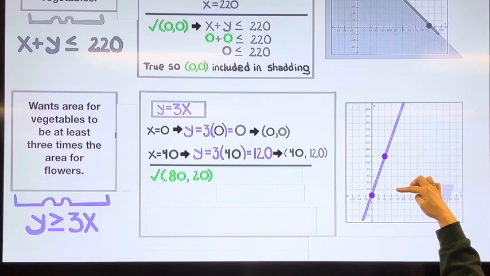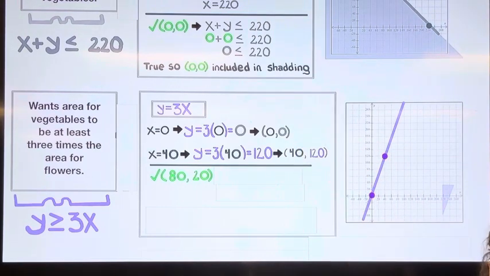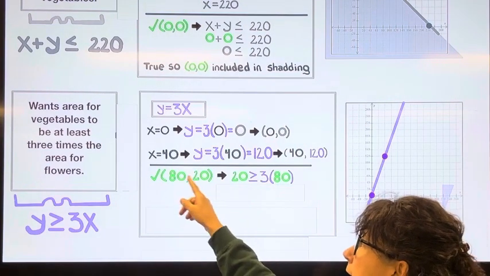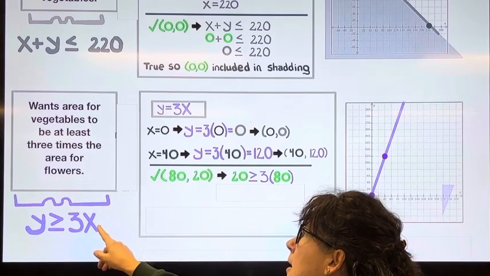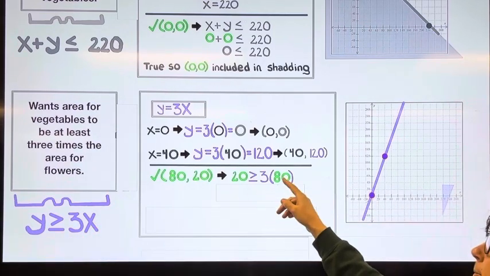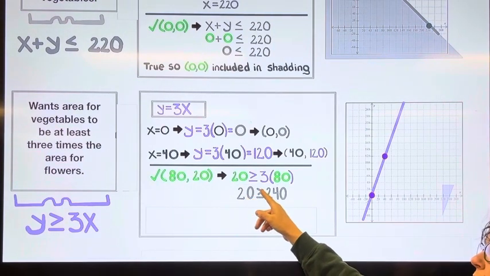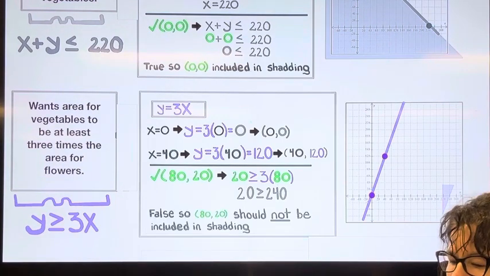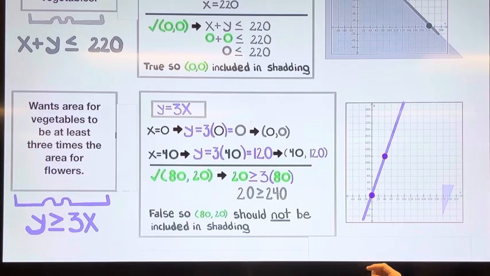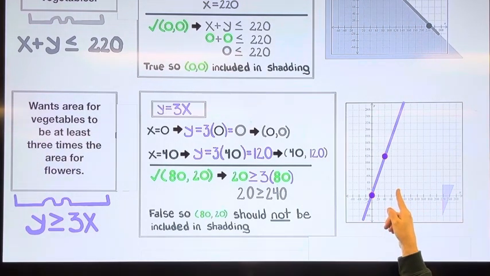I'm just randomly picking a point that's clearly on one side or the other to see if it's true or not. When I substitute in 80, 20, the 20 goes in for the y, and the 80 in for the x. 3 times 80 is 240. Is 20 greater than or equal to 240? That is not true.